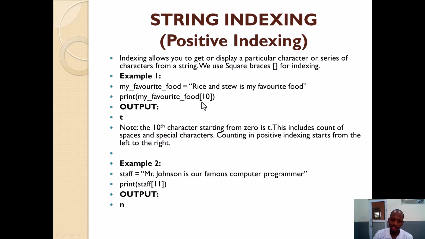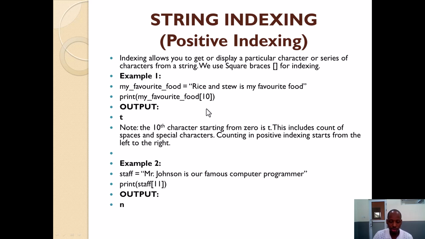Now indexing is done using digits. Okay, so we start from 0. Since it's positive, you start from the left to the right. So we count from 0, 1, 2, 3, including space. We count including space. So note the 10th character starts from 0. Starting from 0 is T, and this includes the count of spaces and special characters. Counting in positive indexes starts from the left to the right.